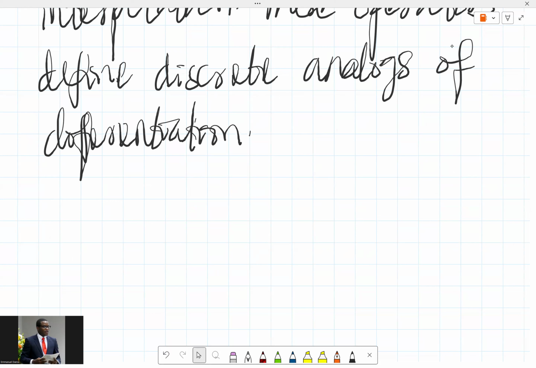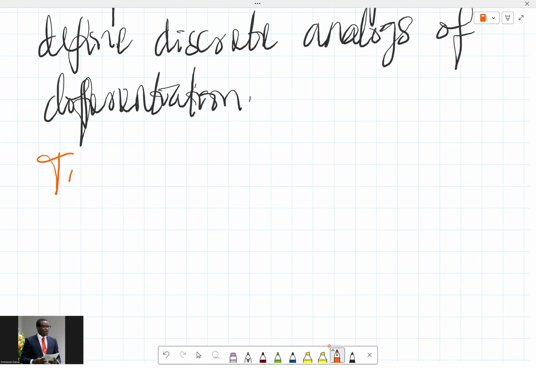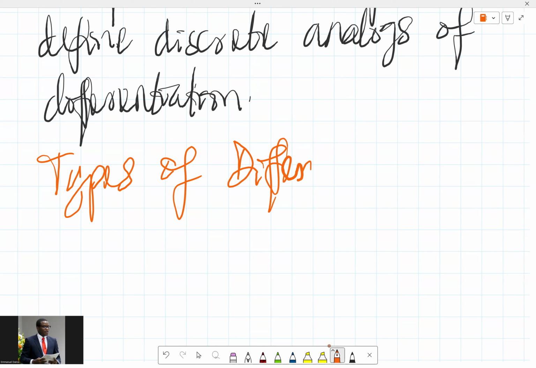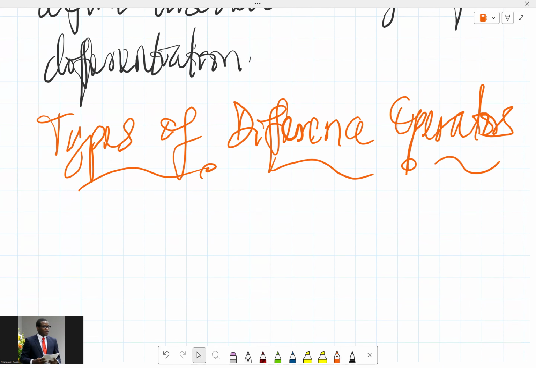Under finite difference, we already talked about forward difference, backward difference, and central difference. But here we are talking about their operators. So let's start with the first operator we can use. I think it's important that I talk about the types of difference operators, just like we did for finite difference.